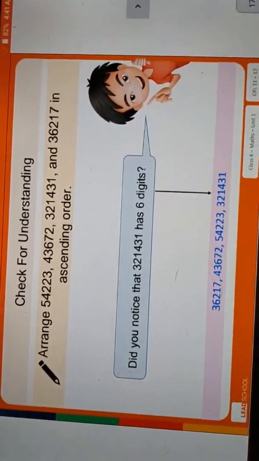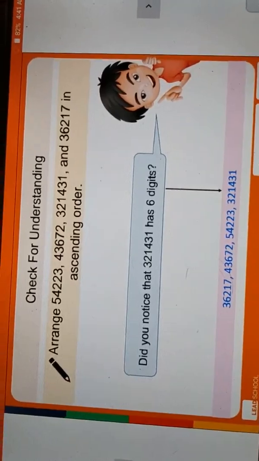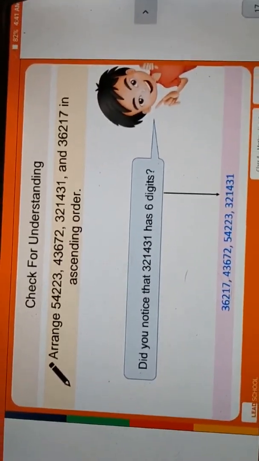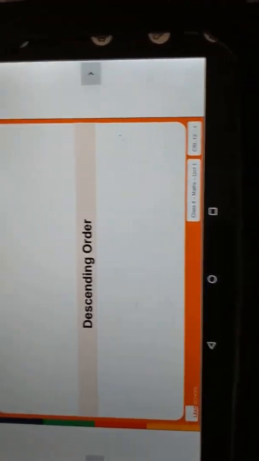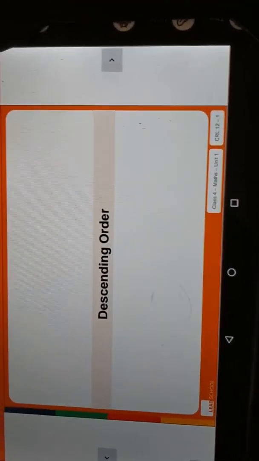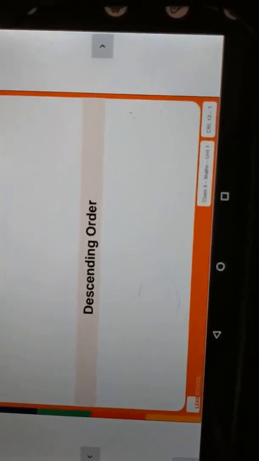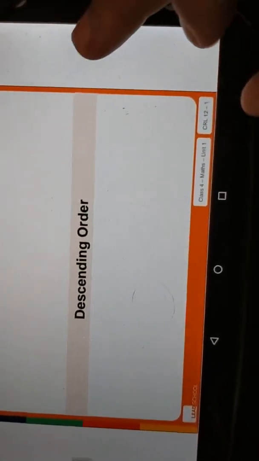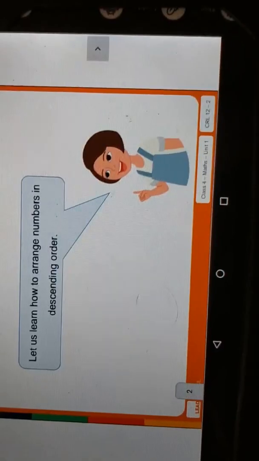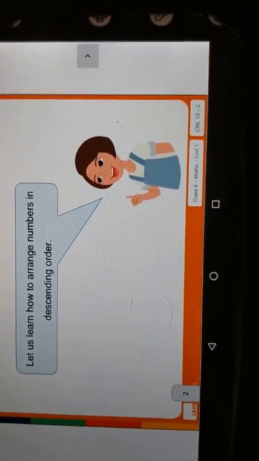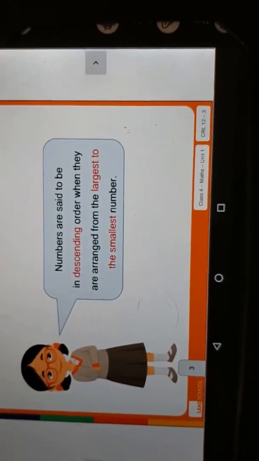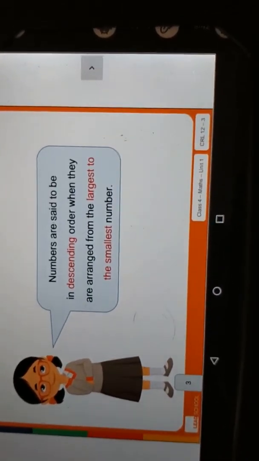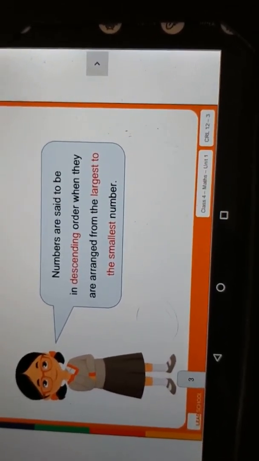Okay students, I hope the work is complete. Now we'll start the next topic. Now students will start descending order. अभी तक हम लोगों ने जो किया था वो क्या था? Ascending order, that means smallest to largest number. Now we'll start descending order. What is the descending order? Let's learn how to arrange numbers in the descending order. Numbers are said to be in descending order when they are arranged from the largest to smallest.